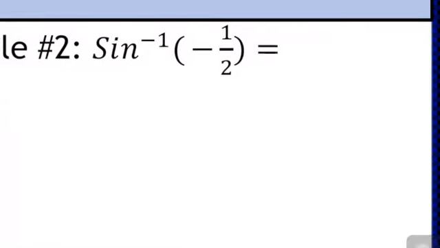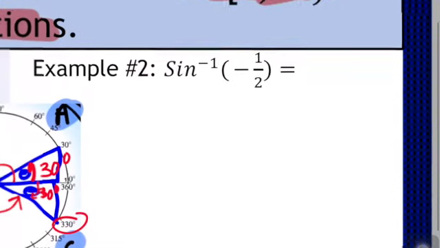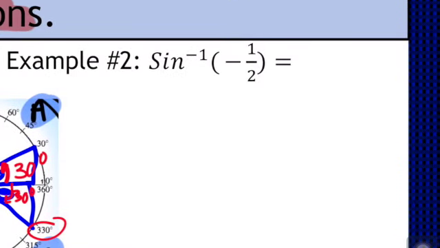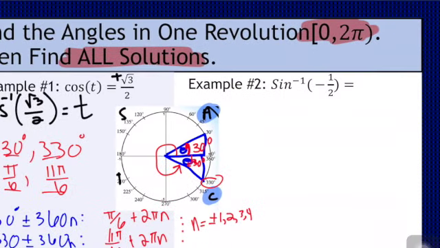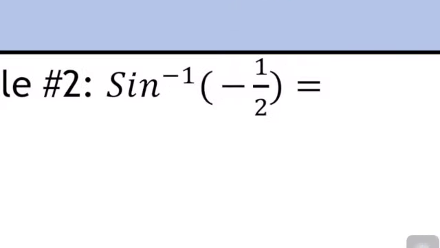So my next example, I've got the sine inverse of negative 1/2. All right, what's the sine inverse of negative 1/2? So I'm looking for answers that are between 0 and 2 pi, and then I'm going to look for all the solutions here. Okay, so I'm going to look for whatever's in between 0 and 2 pi, and then I'm going to find all the solutions. So sine inverse of negative 1/2.